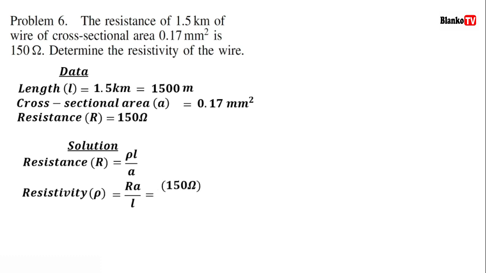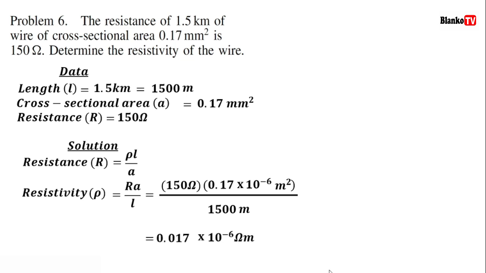So R, which is resistance, is 150 ohms, multiplying the cross-sectional area, which is 0.17 times 10 raised to the power negative 6 meter square, all over the length, which is 1500 meters. So when you multiply 150 by 0.17 times 10 raised to the power negative 6, and then divide by 1500, we are going to get 0.017 times 10 raised to the power negative 6 ohm meter.